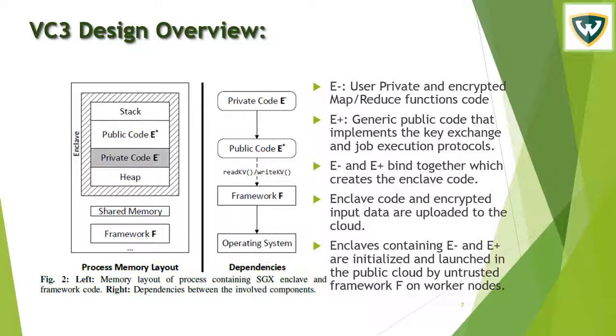on every worker node. So in VC3, the intention is to decrease the amount of TCB. The interface between the trusted and untrusted app is very narrow. Basically, we have two function calls, read key value and write key value. Other than relying on that narrow interface, the code in the enclave is self-sufficient, which means there is no outside dependency. It makes sure that the TCB, or trusted computing base, inside the enclave is kept small.